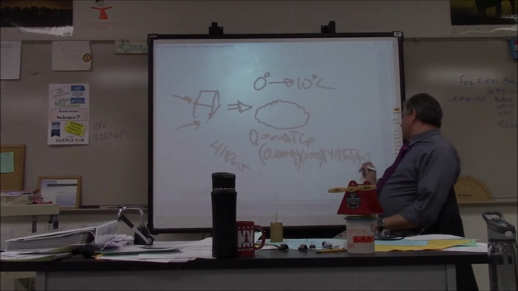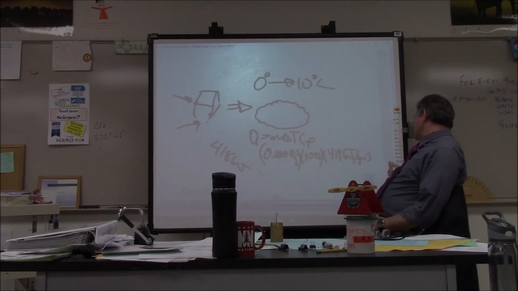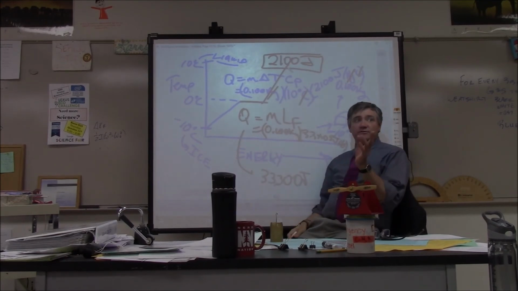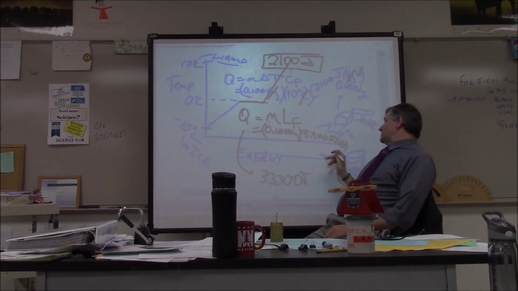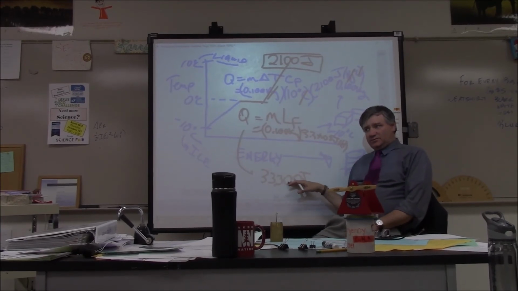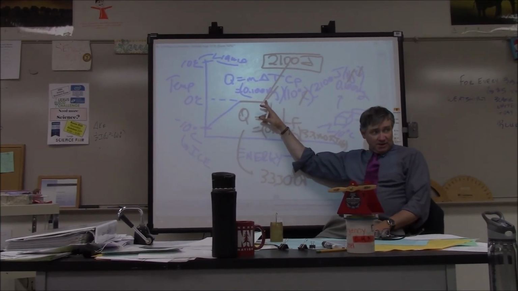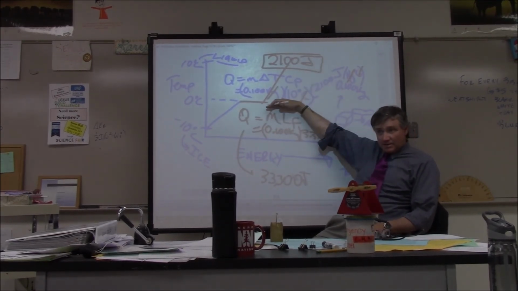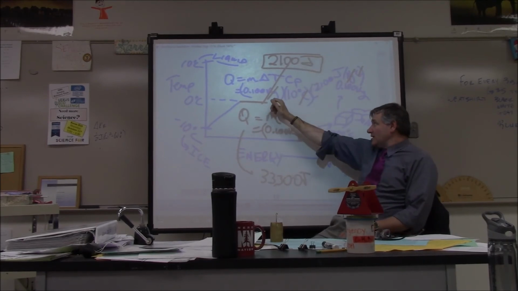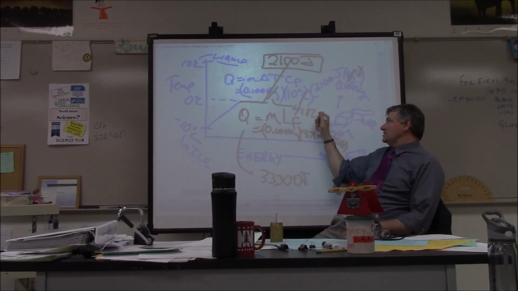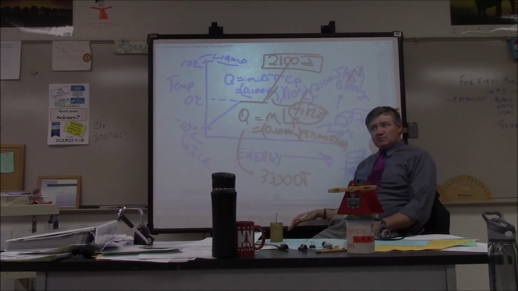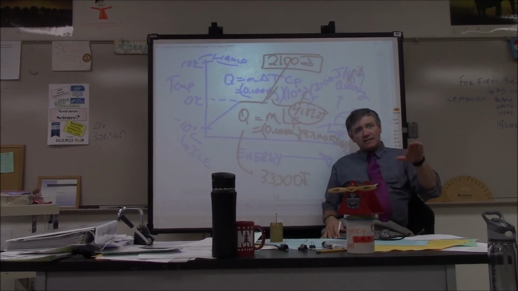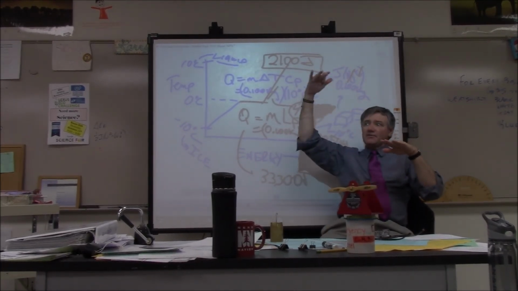So here's what I want you to look at. To take ice that was at minus 10 and warm it up took 2,100 joules of energy. It's going to take 33,300 joules of energy to melt the ice, okay? And then to make that transition from 0 degrees as a liquid to 10 degrees as a liquid, that's going to take 4,186 joules. So if I added all those together, that would be the total amount of energy it would take to take ice at minus 10, melt it, and then warm up the water.